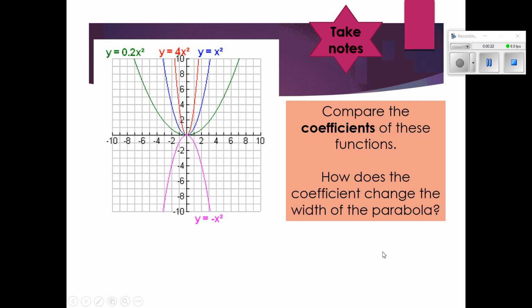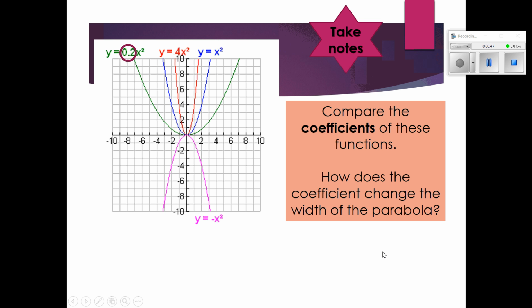If you look at the number or the coefficient in front of the x squared term and look at the width of the parabolas, that's what we're doing right now. So if you look here in the first one, it's green. The coefficient in front of the x squared term is a decimal, which is a very small number. But look at the width of the parabola. It's a very small number in front of the x squared, and yet the parabola is very wide.